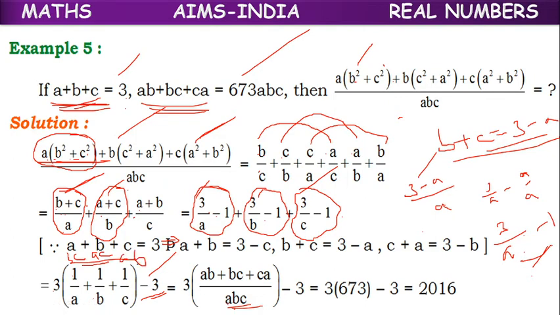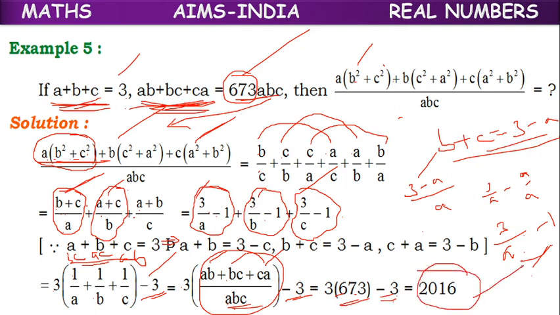Or we can add in any way. After taking LCM, if we change their order, what we will get? ab plus bc plus ca, that will be the numerator. Denominator will be abc. But here ab plus bc plus ca equals 673 abc. If abc comes this side, it becomes (ab plus bc plus ca) by abc equals 673. So this value is equal to 673. So 3 into 673 minus 3. If we multiply and remove minus 3, we will get the answer 2016.